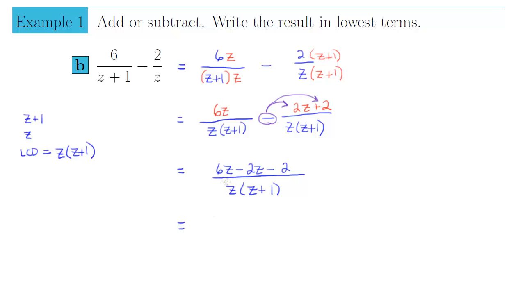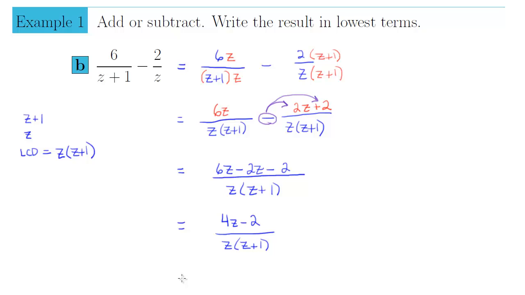Let's simplify by combining any like terms in the numerator. Notice we have a 6z minus a 2z. And when we combine, that gives us a 4z minus 2, all over z times z plus 1. We can't do anything else as far as simplifying, but can we reduce our fraction to lowest terms, or is it already reduced to lowest terms?